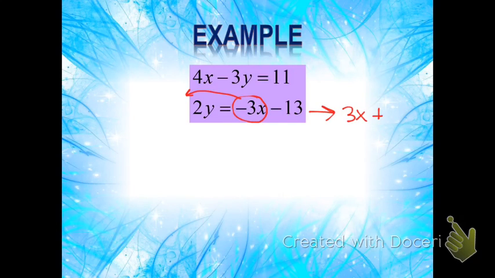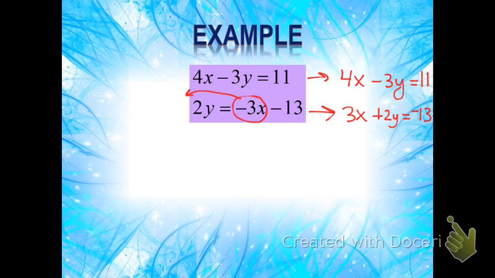So when we add 3x to both sides in the second equation, we'll end up with 3x plus 2y equals negative 13. And the top one's already in standard form, so I'm going to leave that one the same. So that's step one of the linear combination method, to rewrite both equations in standard form. Step two, if you remember, is to multiply one or both of the equations by constants so that you end up with the same coefficients but one positive and one negative in front of one variable.